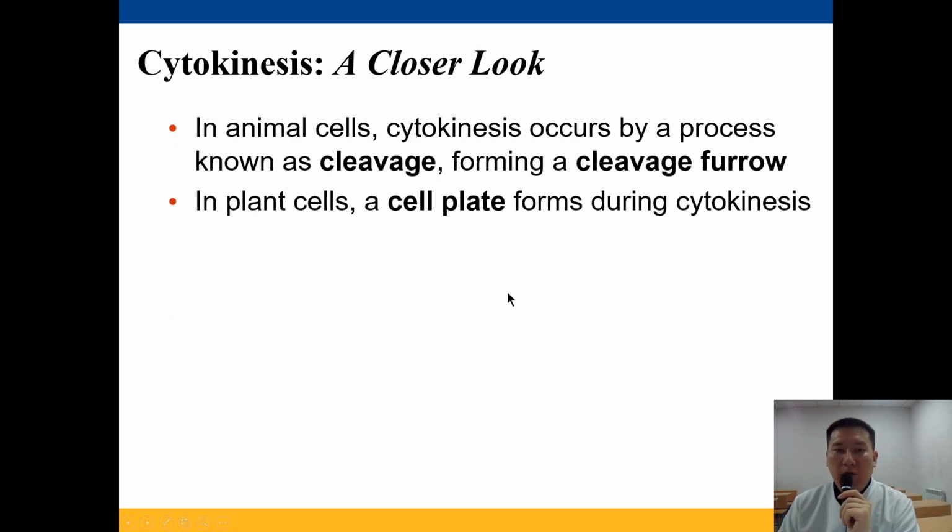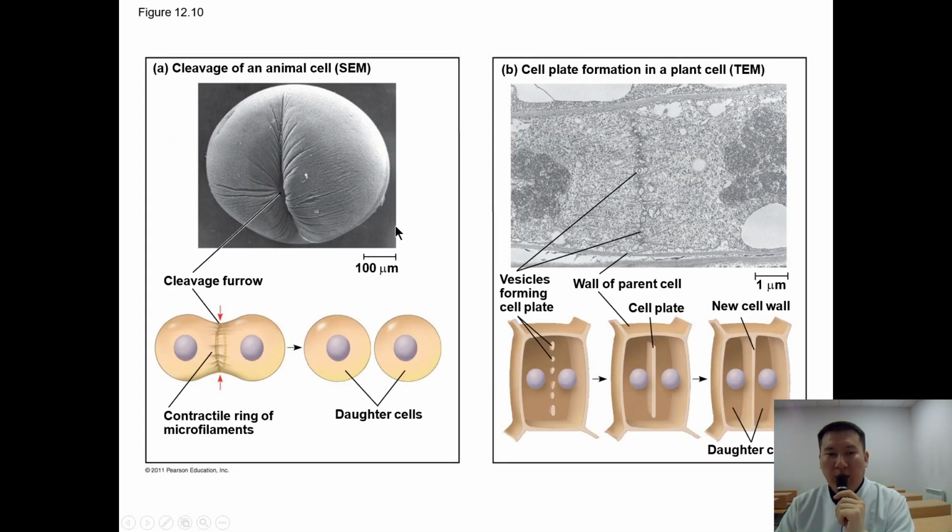A closer look at cytokinesis. In animal cells, cytokinesis occurs by a process known as cleavage, forming a cleavage furrow. In plant cells, a cell plate forms during cytokinesis. On these two diagrams, figure A shows the cleavage of an animal cell in a scanning electron micrograph.